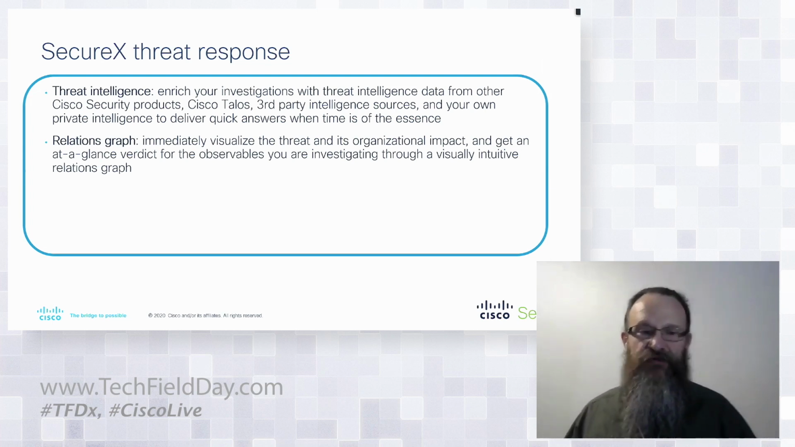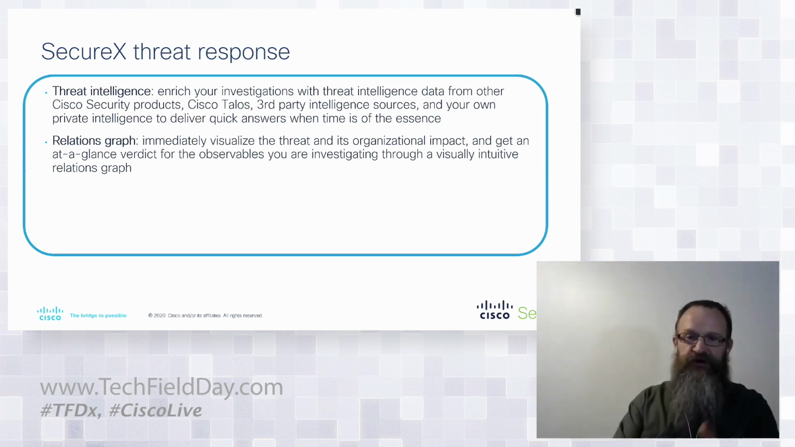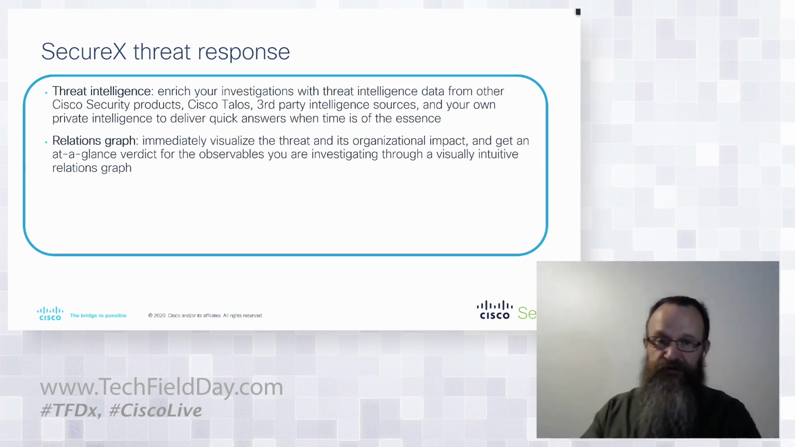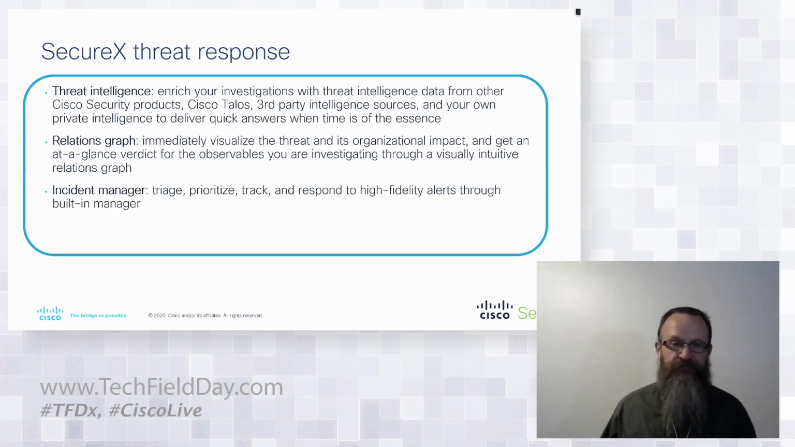You can get an at-a-glance verdict. Oh, that file hash is red. That means that Cisco and my other sources know that this is a malicious file. You don't have to think about that. It's just intuitive, and it's just there right in front of you.